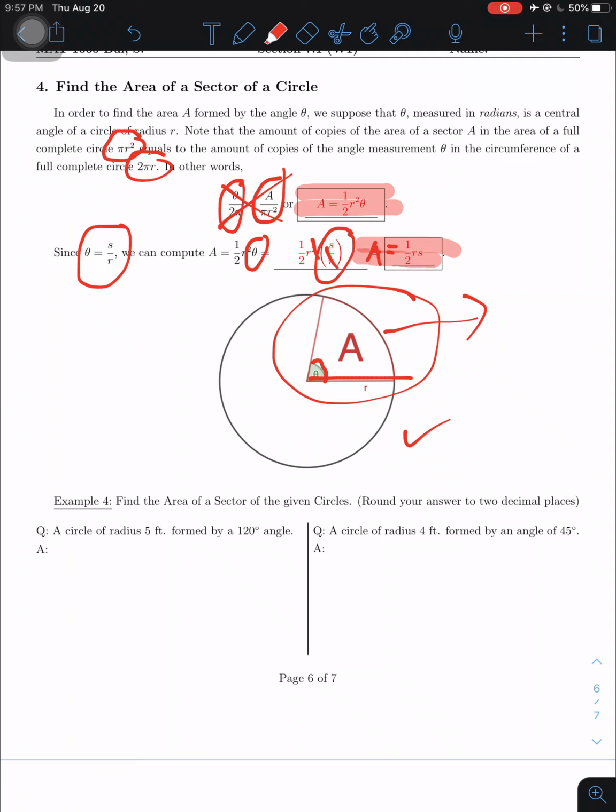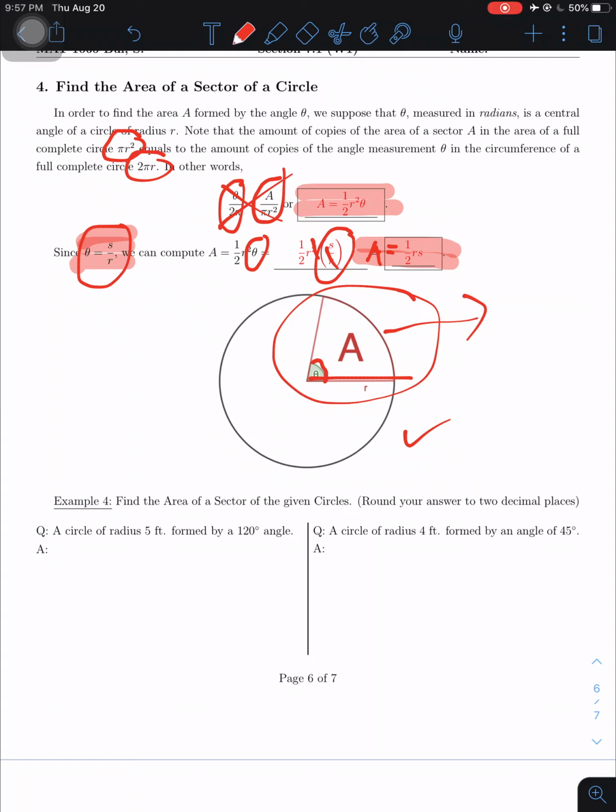Try to highlight it in a nice way. Okay, so these are the three formulas that you have to memorize to get ready for the quizzes and tests, and even for homework. Okay, so now let's talk about the examples in here.